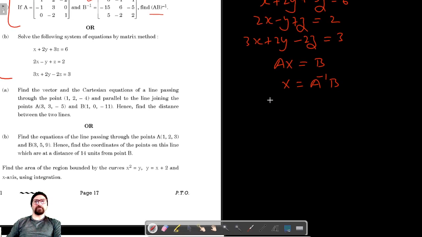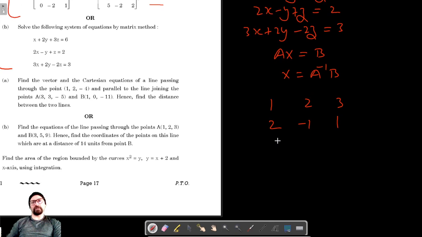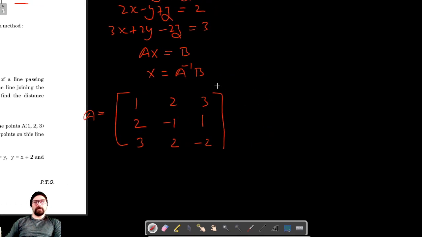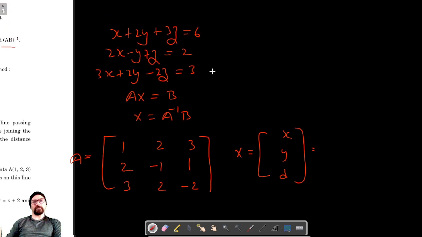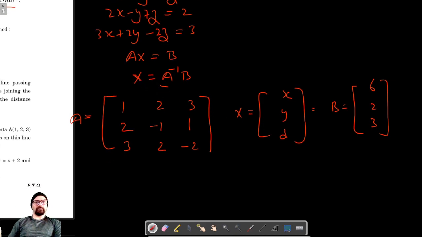Our matrix A is 1, 2, 3, 2, minus 1, 1, 3, 2, minus 2. And this is our matrix A. Now X has the variables x, y, and z, and B has the constants. So B is equal to 6, 2, and 3.